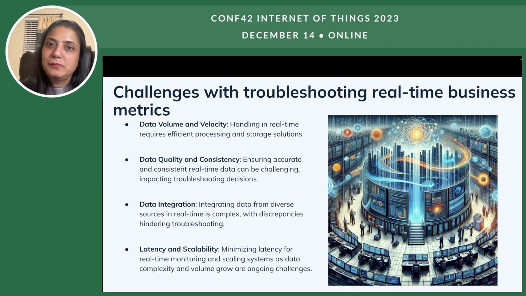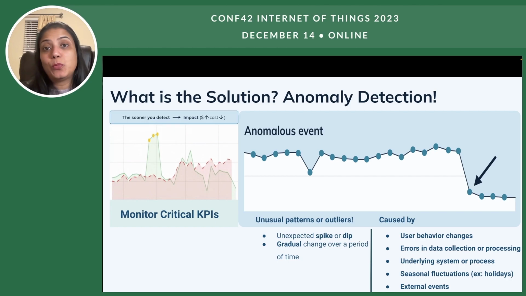So now, what's the solution? Well, since we are talking about metrics, we will have to monitor the metrics obviously, but monitoring is just not enough. You need to identify those anomalous events as quickly as possible, because it's very, very important. And the sooner you detect, the higher the impact in terms of revenue or cost savings. Now, what are these anomalous events? These could be spikes or drops, or a gradual change over a period of time, which is very, very hard to detect in a manual way.